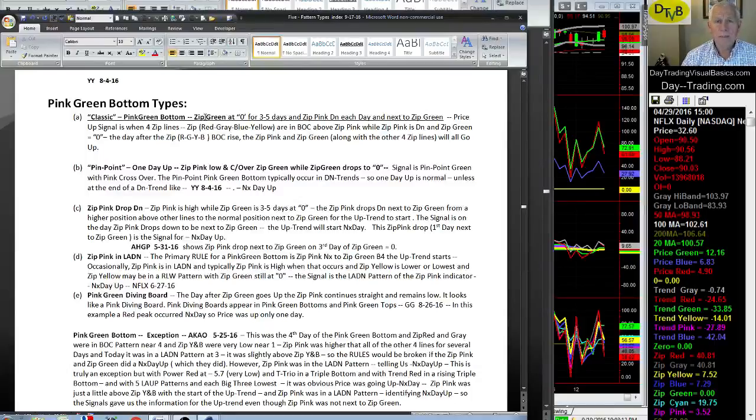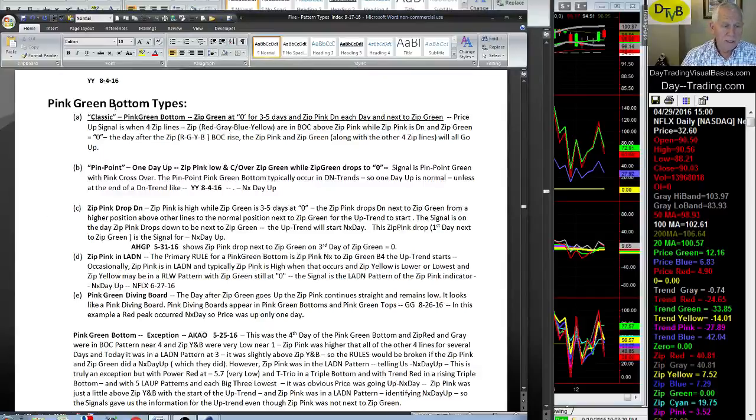And that happens a fair amount in the zip green bottom patterns, because the next day you end up with a red peak. If you're familiar with it, a red peak is a zip red above 50 and a zip yellow below 50, and that constitutes a reversal next day down pattern.